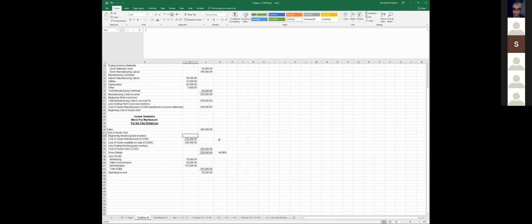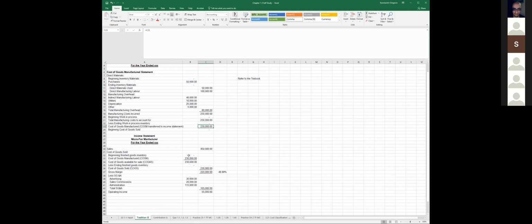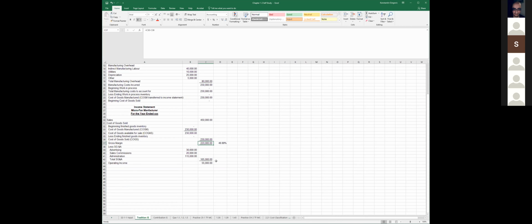Now, cost of goods sold. Beginning finished goods inventory, we don't have any, or none's given. Your transfer in is your cost of goods manufactured. You take your 230, you bring it down here. So now it's cost of goods available for sale. There is no ending finished goods. They don't give it to us. So that's essentially your cost of goods sold. Gross margin is sales less your cost of goods sold. You could do a percentage if you want.